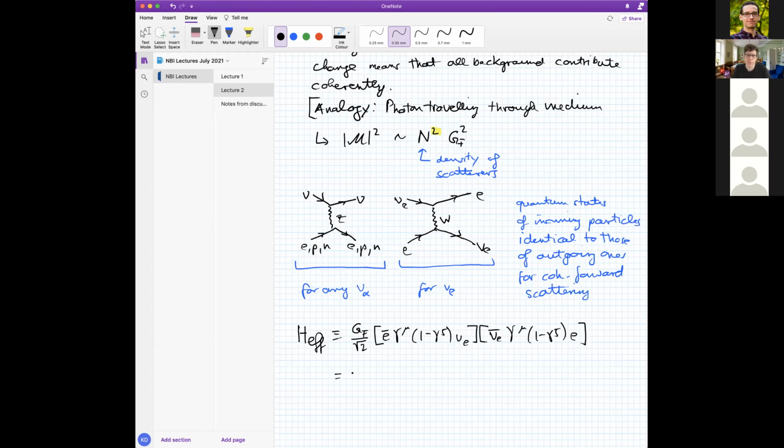Now what we can do to this, we can apply a Fierz transformation. And what the Fierz transformation does is it basically allows us to write this product of currents in terms of a product of two currents where the fields are ordered in a different way, namely like this: G F over square root 2 times e bar gamma mu (1 minus gamma 5) e times nu e bar gamma mu (1 minus gamma 5) nu e. Oh, and I realize that I put the mu here in the wrong place. This should, of course, always be one upper index, one lower index.